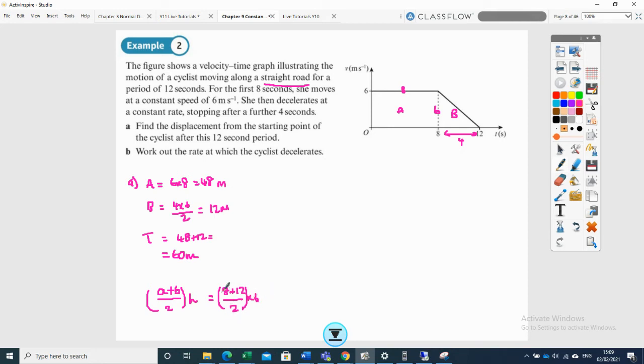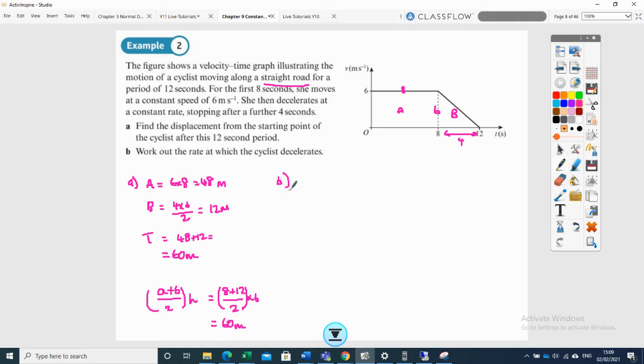And we can work that out. 8 plus 12 is 20, divided by 2 is 10, 10 times 6 is 60. So a much more efficient way of working it out using that trapezium. So if you spot a trapezium, use a trapezium because it's much better.